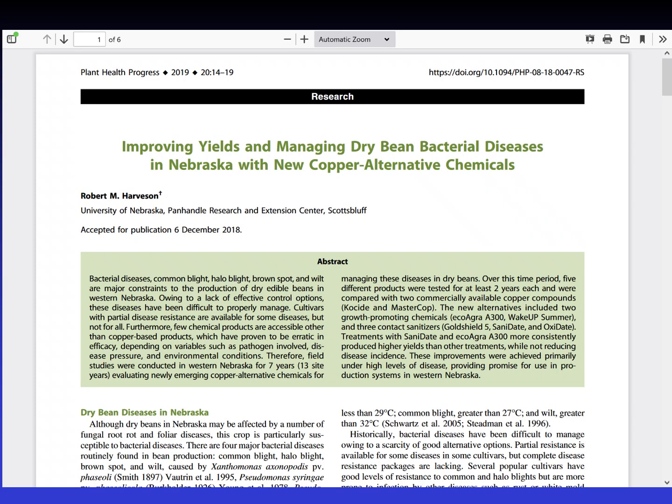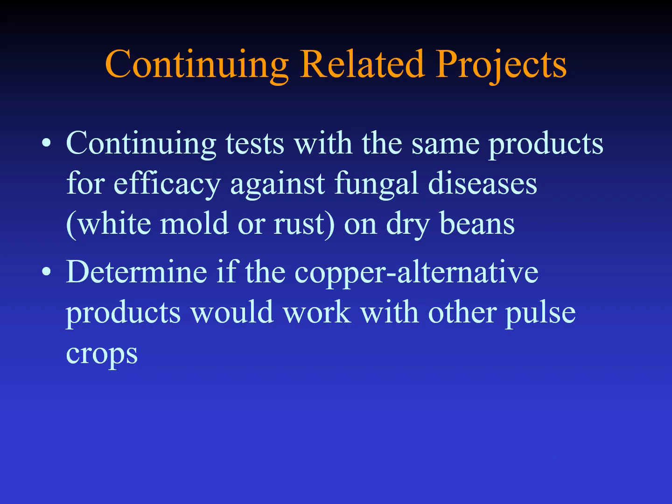Based on the success of these other products, we decided to see if these same products would have any effect on fungal diseases such as white mold or rust on dry beans. And then we also are still doing this, but we were trying to determine whether these copper alternative products could work on other pulses such as chickpeas and lentils.